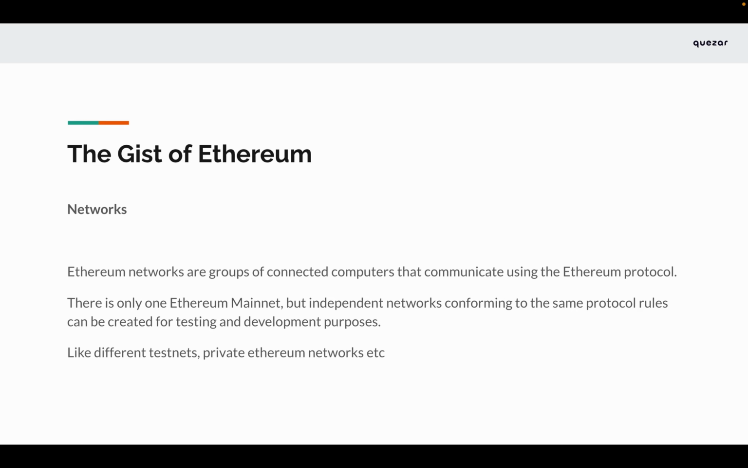There's only one Ethereum mainnet, but some other networks can also be created for testing and development purposes, like we have Goerli and Sepolia. So these are just a different set of nodes running the Ethereum protocol for a different purpose altogether. We can also have private Ethereum networks, as in the case with some enterprise use cases.